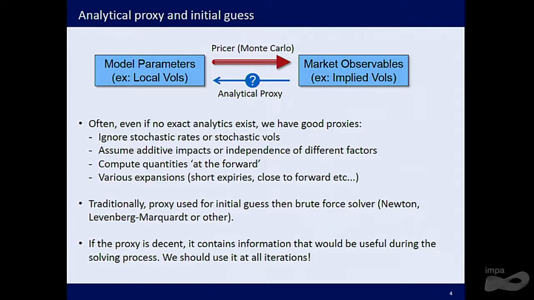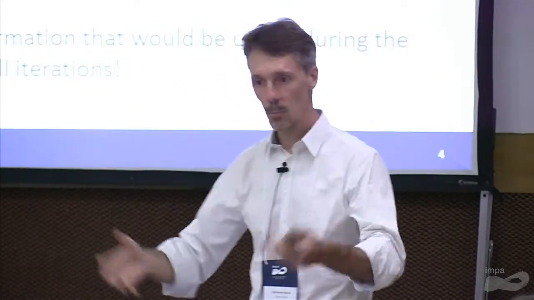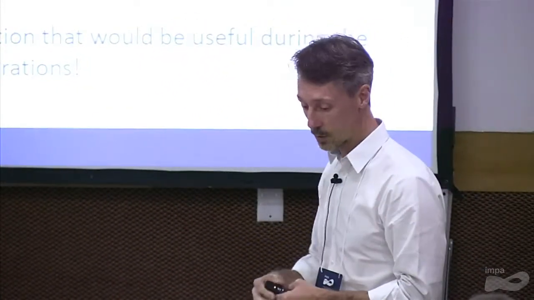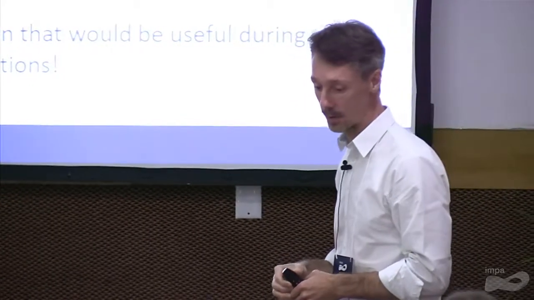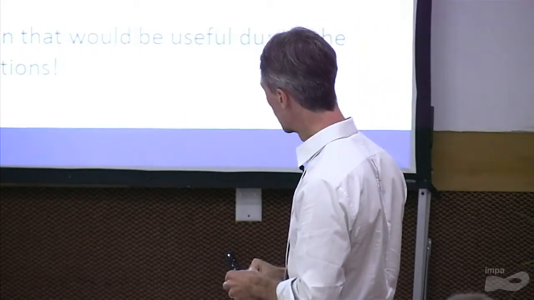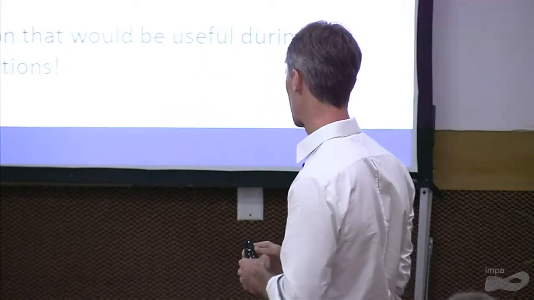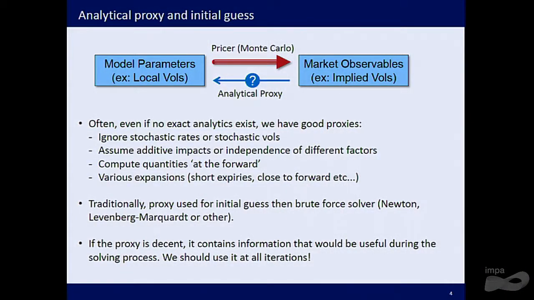When you find such a proxy, you could do two things typically. You could say, well, I'm just going to calibrate using the proxy and hope that it's good enough. And often we do that. You have a decent proxy, you use it to calibrate, and then you just price with that, and hopefully you measure the error, and it's not too bad. Or you could say, well, I use my proxy to get my initial guess, but then I'm going to put my pricer in a much heavier brute force solver, like a Newton type, or some best fit kind of solver like Levenberg-Marquardt, etc.